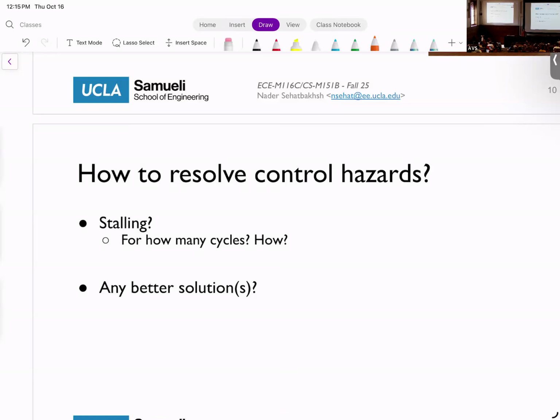Yes, sir. One cycle? Yeah. Okay. Anyone else want to answer? 2, 3? Yeah. Until it reaches the execution. Okay, so 2 cycles. Do we have a 3? You can say, yeah, I'm trying to ask, what's the worst case?